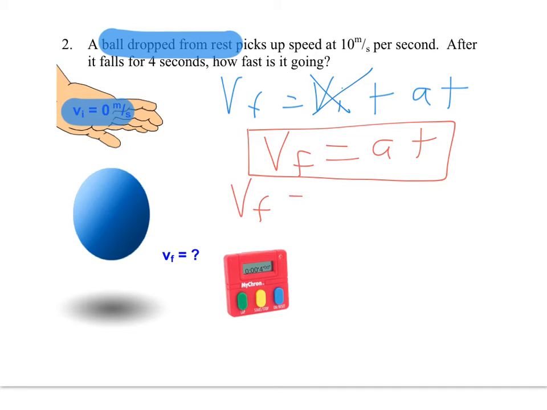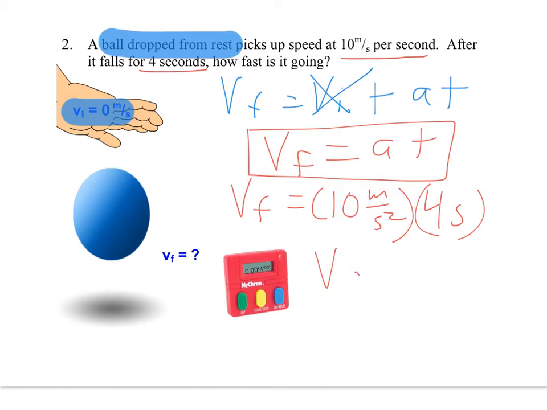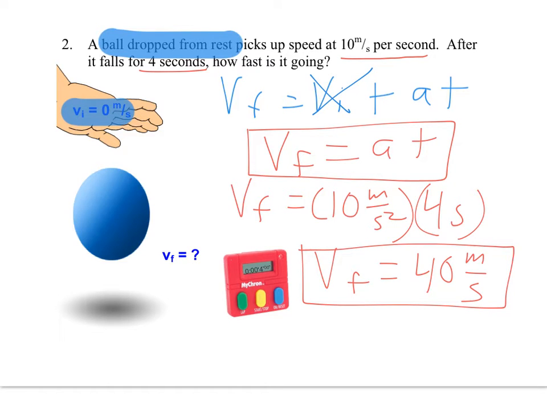Substituting in my values, 10 meters per second, that's the acceleration of gravity, so I can write that as 10 meters per second squared. We're told the ball falls for 4 seconds. So 10 meters per second squared times 4 seconds gets you a final velocity of 40 meters per second. So our basic approach is symbolic equation, substitution of values with units, answer with units.